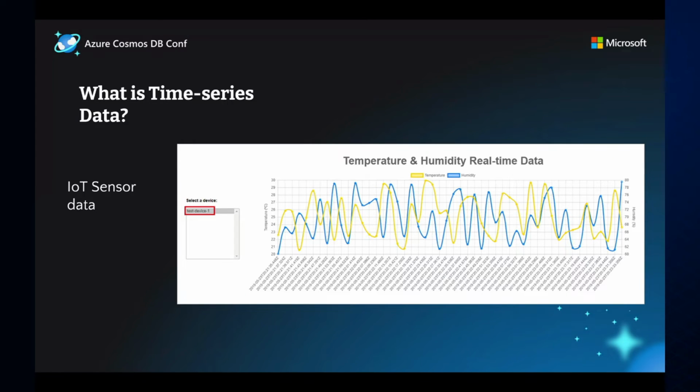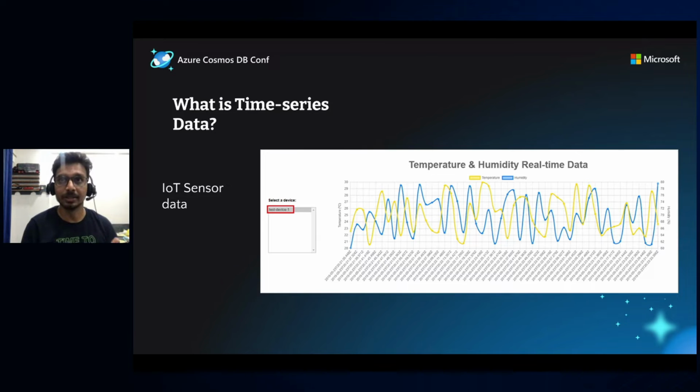IoT sensor data is another example of time series data. In this graph, you can see temperature and humidity sensors associated with a device that are continuously monitored in a real-time fashion. And the y-axis again here is the humidity and the temperature metric, and the x-axis is the time.